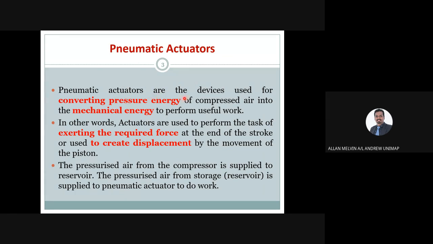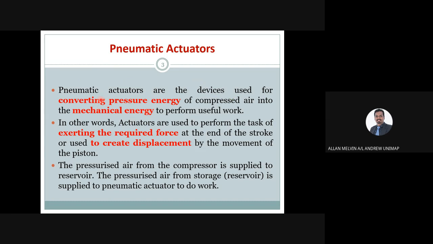So pneumatic actuators are the devices used for converting pressure energy of compressed air into mechanical energy to perform useful work. So this is something to know. What is the definition of pneumatic actuators? So this is the definition. So we want to convert the pressure energy. So pressure energy is actually coming from the compressor. If it is not compressed, there is no pressure energy. So in order to use it as a pneumatic component, you need pressure energy. So normal air you cannot use. So you need to pressurize the air, then you need to use that pressure energy, convert it to mechanical energy.